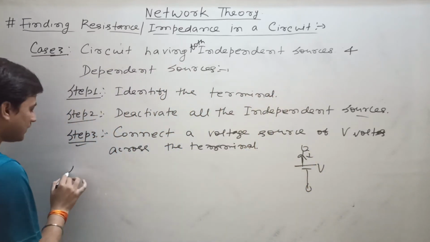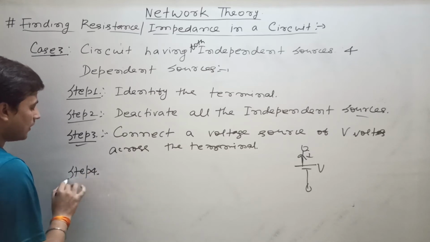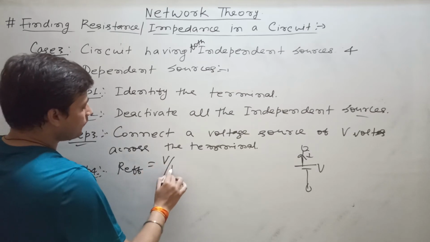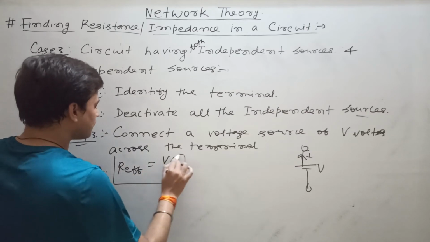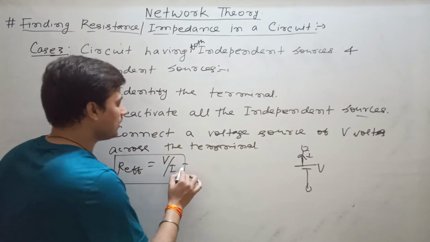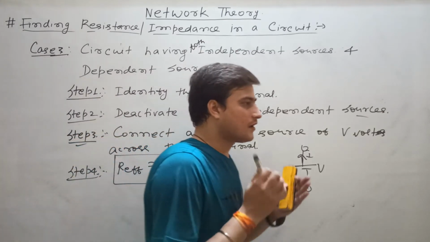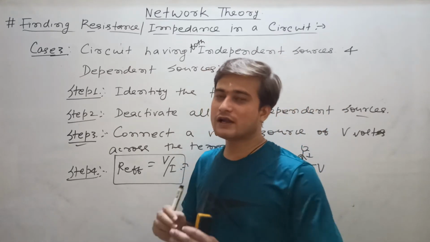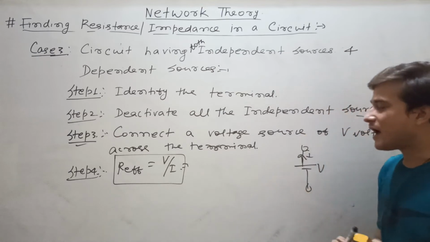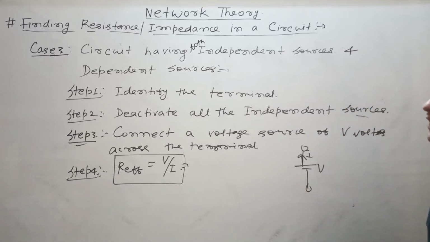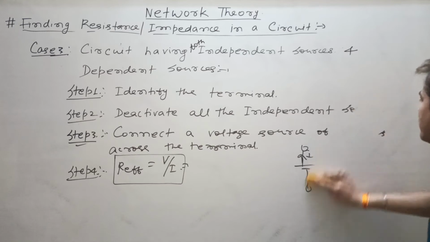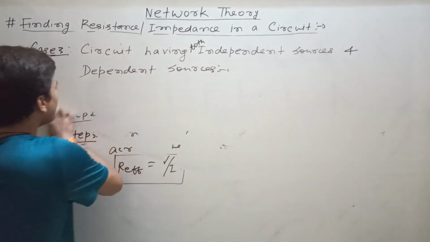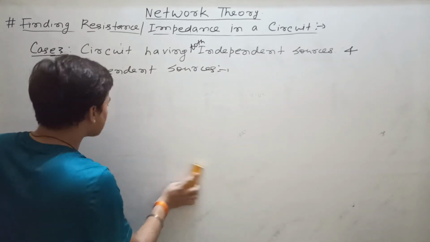So now if it is delivering some current, then step 4, R effective or Z effective will be equal to V by I. That means by applying Kirchhoff's current law and Kirchhoff's voltage law, you will have to find the relation between V and I. Clear? So let us solve one question so that your doubt can be cleared. So let us take a question.